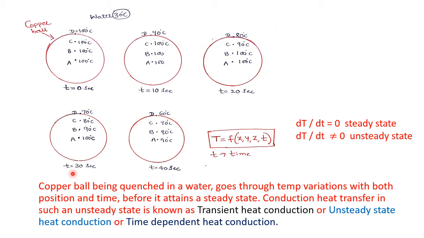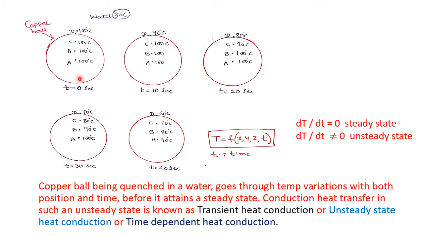If we measure the temperature of this copper ball after 40 seconds, the temperature at point D is 60 degrees, at point C it is 70 degrees centigrade, at point B it is 80 degrees centigrade, and at point A it is 90 degrees centigrade. So by seeing these sketches clearly, I can write that this temperature T is a function of position and it is also a function of time. For that purpose, we have written here temperature T is a function of x, y, z and t. This x, y, z indicates the positions or coordinates, whereas this small t indicates the time.